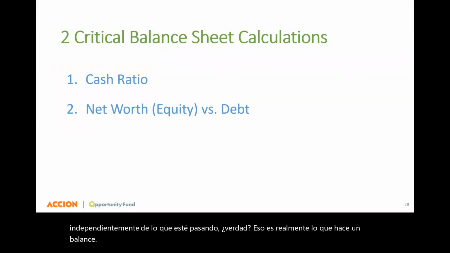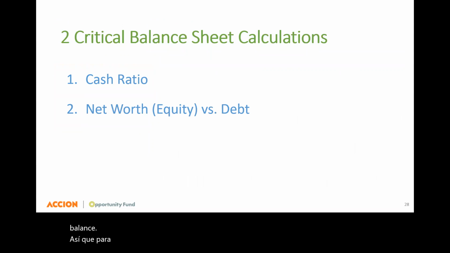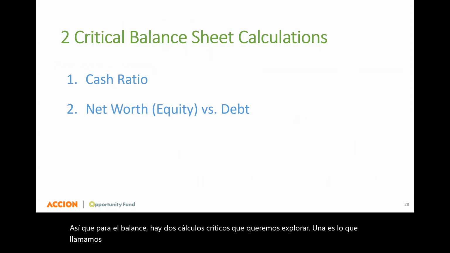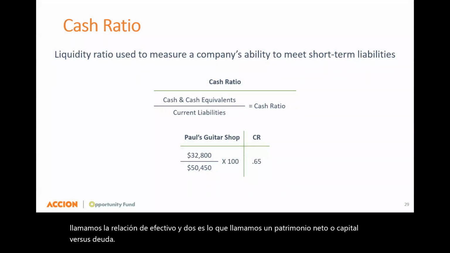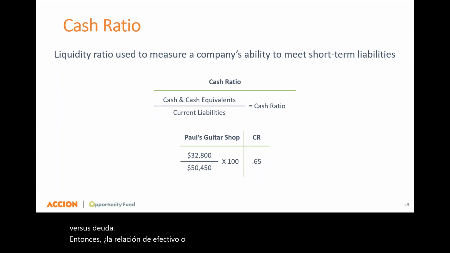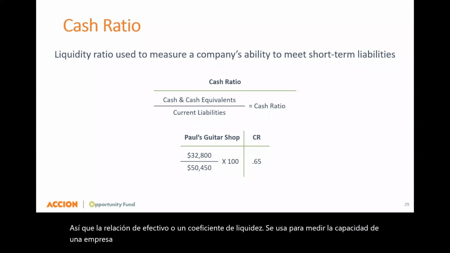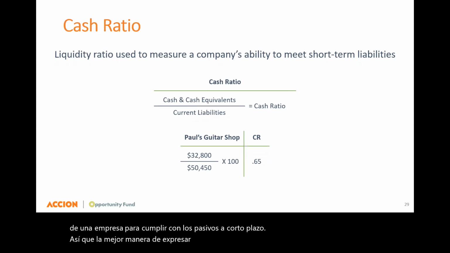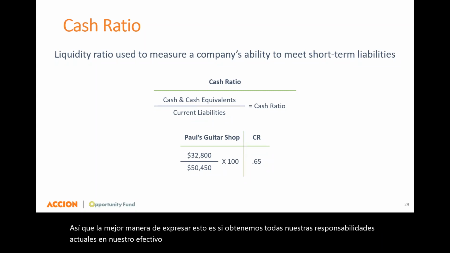So for the balance sheet, there are two critical calculations that we want to explore. One is what we call a cash ratio, and two is what we call net worth, or equity versus debt. The cash ratio, or liquidity ratio, is used to measure a company's ability to meet short-term liabilities. The best way to express this is we take all of our cash and divide it by the money that we currently owe to someone within a year, and we'll get a cash ratio.